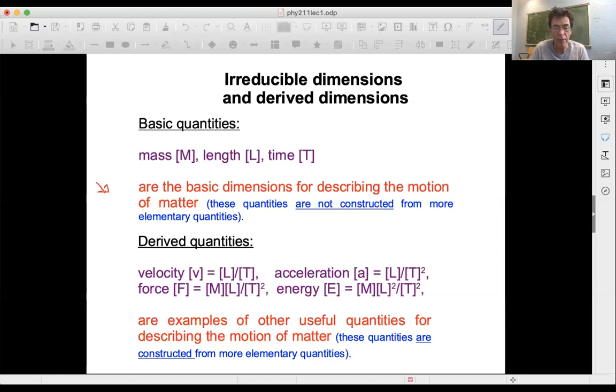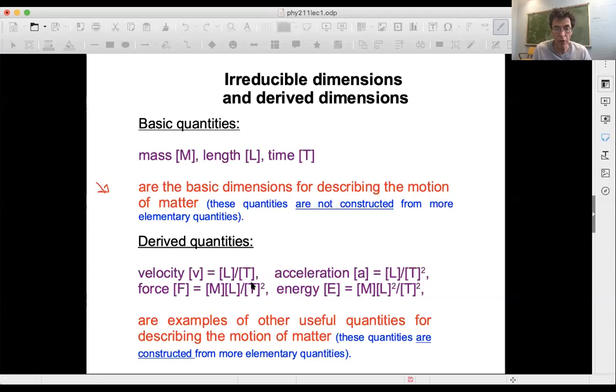Some other famous examples that we'll talk about a lot in this class over the semester are force. Force is going to be really important in understanding the motion of matter through space and time. And force has rather complicated dimensions. I've indicated it on this slide here. It's mass times length divided by the dimension of time squared. So force is a derived quantity. It's an important quantity, but it's a derived quantity.